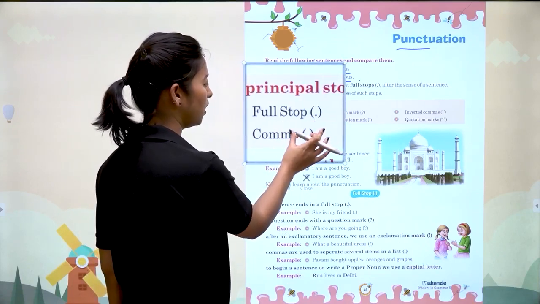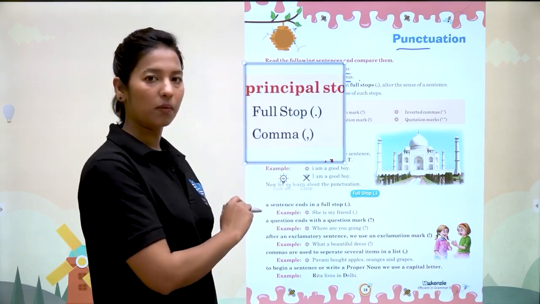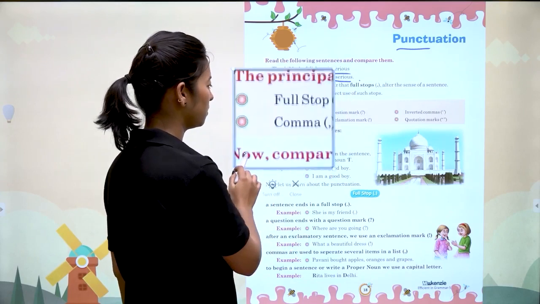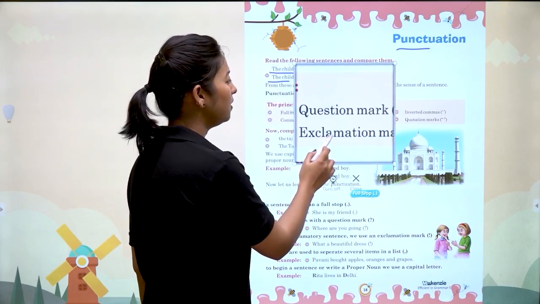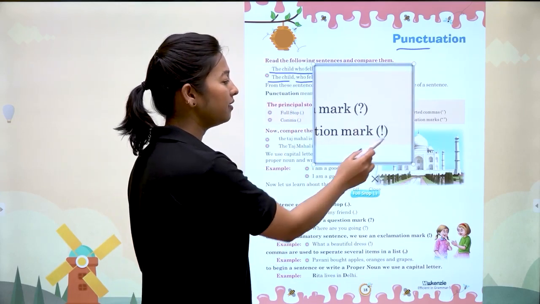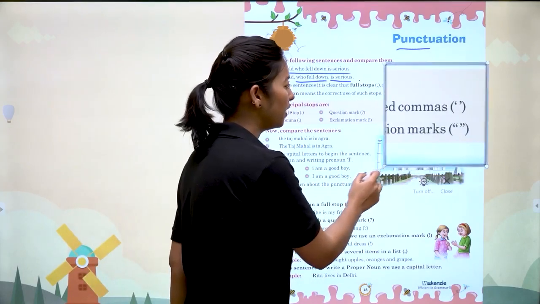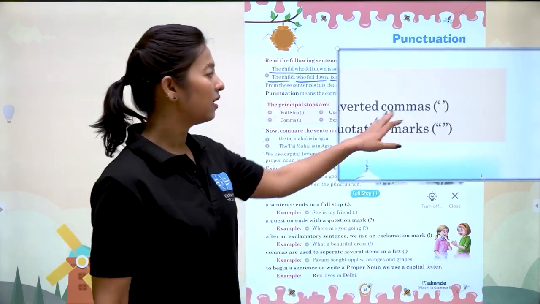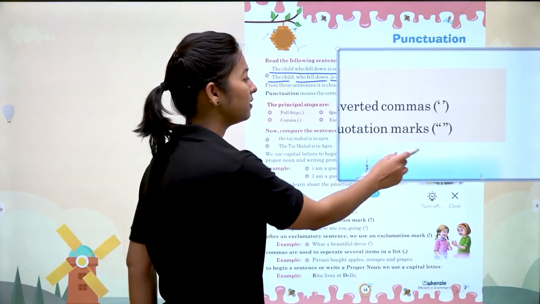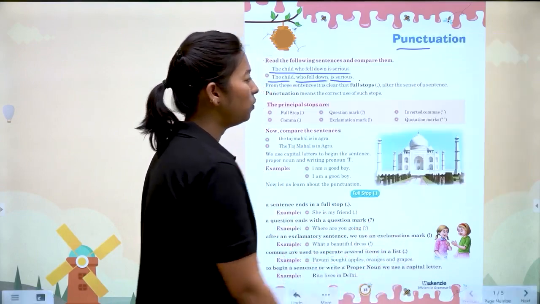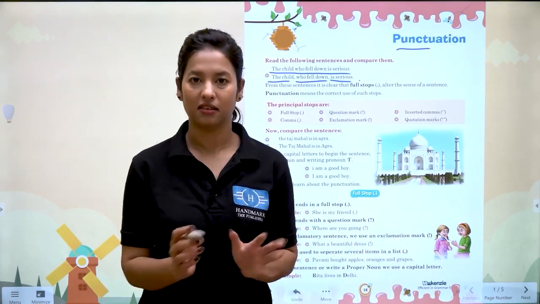These marks are, as we have already discussed, here we have a full stop. This is a full stop. This is a comma. Here we can see a question mark and this is an exclamation mark. Similarly, here we have these are inverted commas and this is a quotation mark. Now children, let's try to understand these marks in detail.